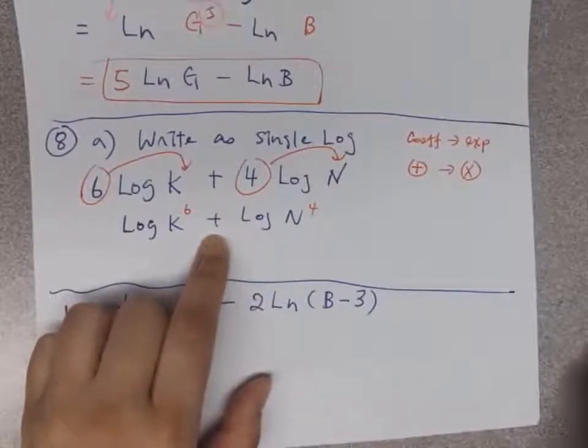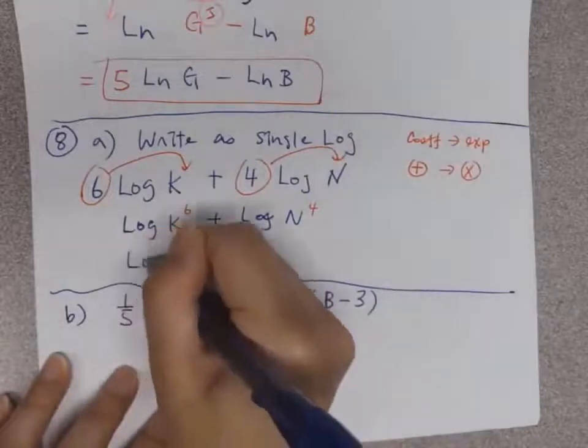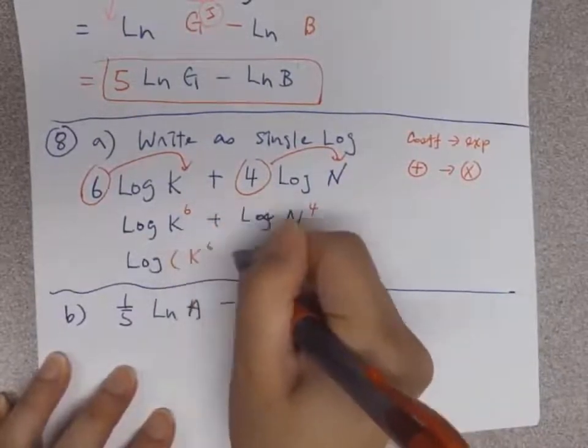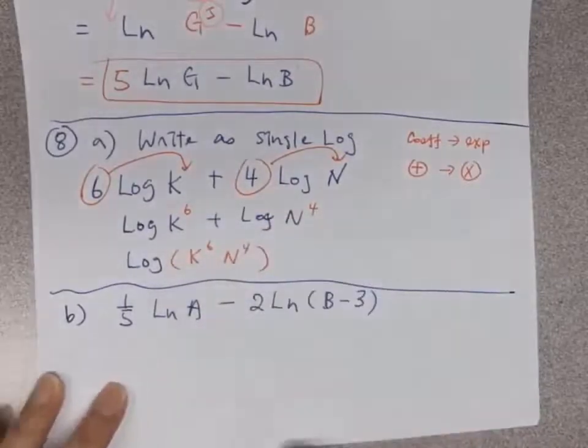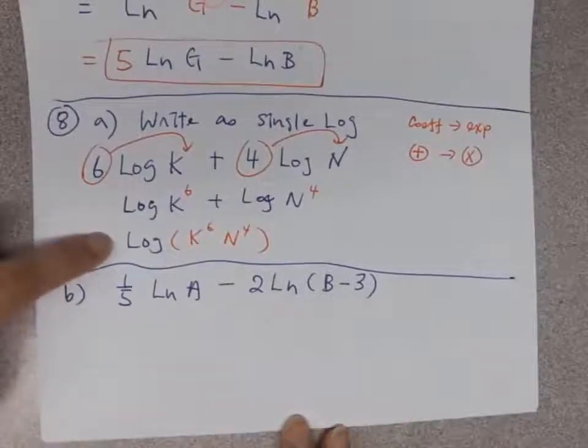How many logs do we have when we're done? Just one, right? Because it's supposed to be a single log. So log, we're going to multiply this together, k to the 6 and k to the 4. Are we okay? Addition becomes multiplication again because they want a single log.